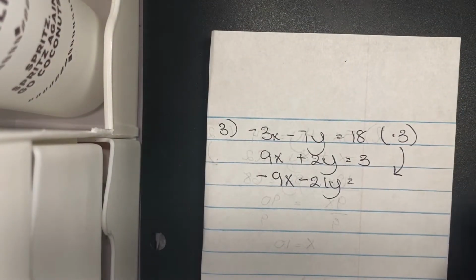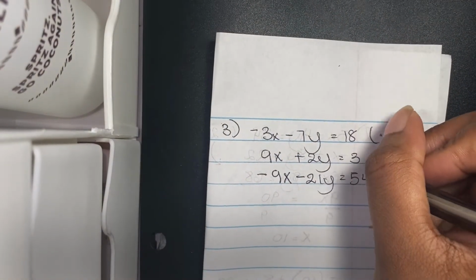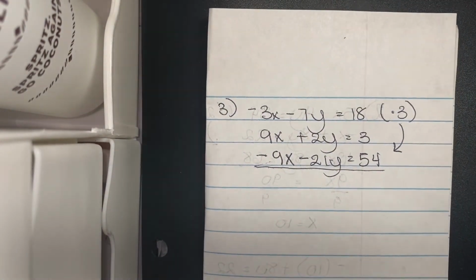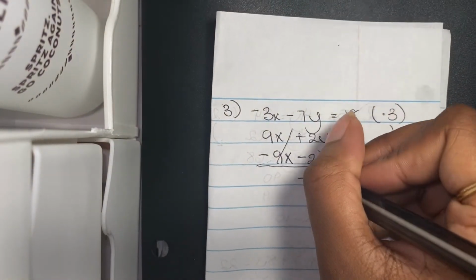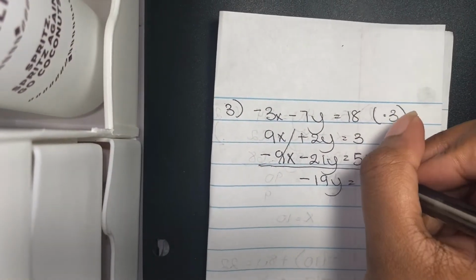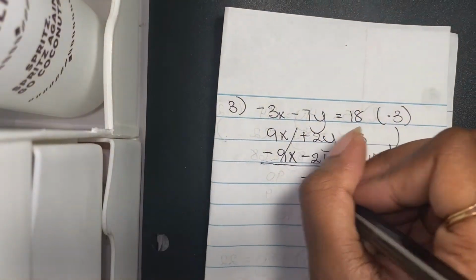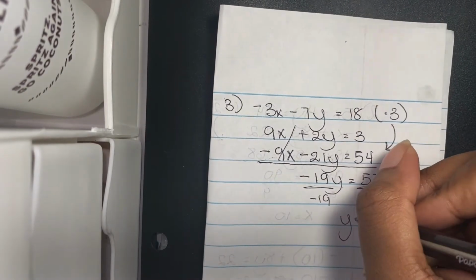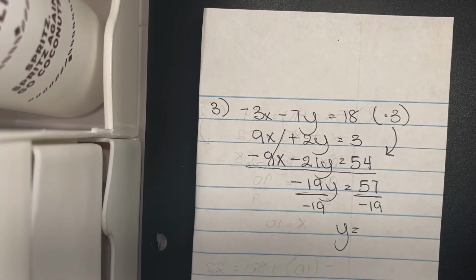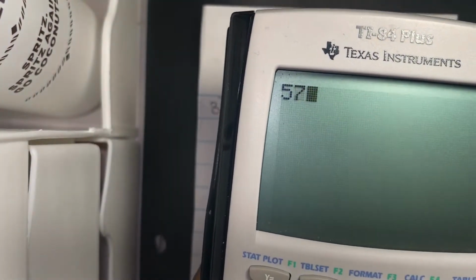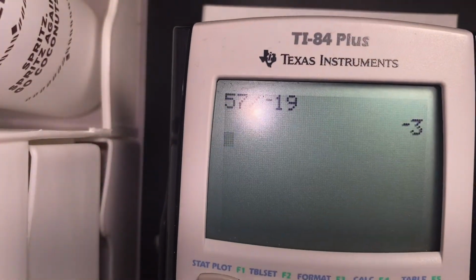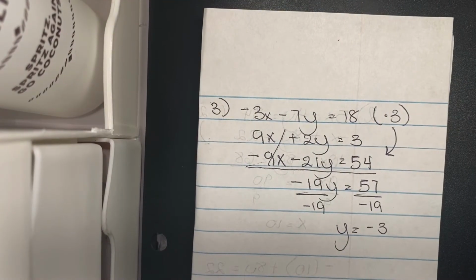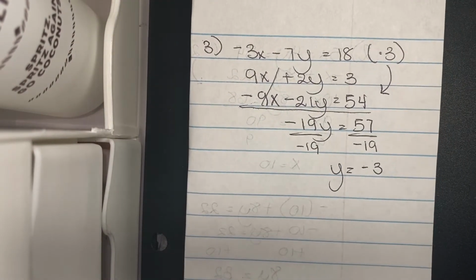Now I multiplied the top equation and added it to the bottom, and start canceling out. You can cancel out the 9x, because 9x minus 9x is 0. Then I get my y and then the number. Then I divided by 19 on both sides, because we want y by itself, not negative y, but just y. Now I know what y is.